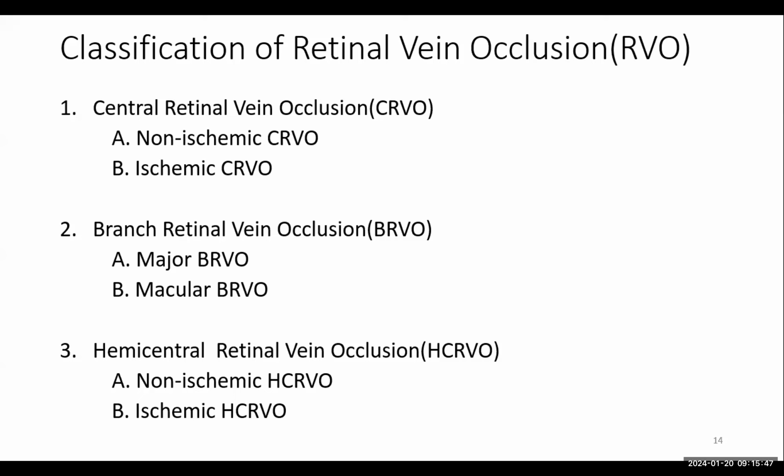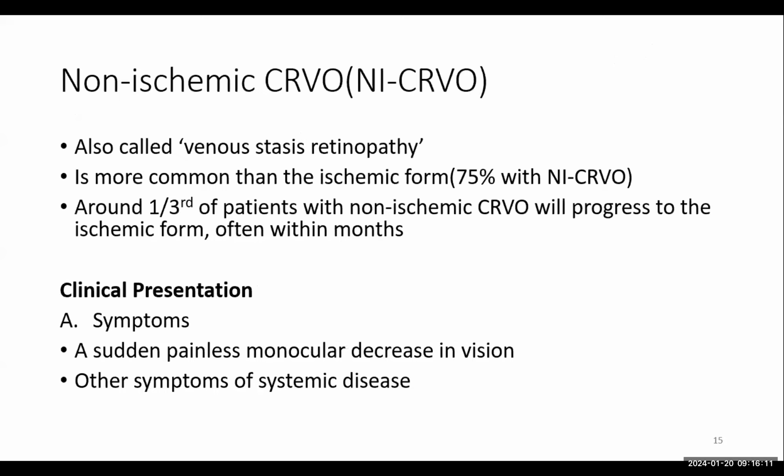Then we have the branch retinal vein occlusion, which can involve any of the major branches, like the superior temporal, inferior temporal, or the macular branch of the retinal vein. Then there can be hemicentral retinal vein occlusion, where one of the main retinal veins may be occluded, and that one too can be ischemic or non-ischemic.